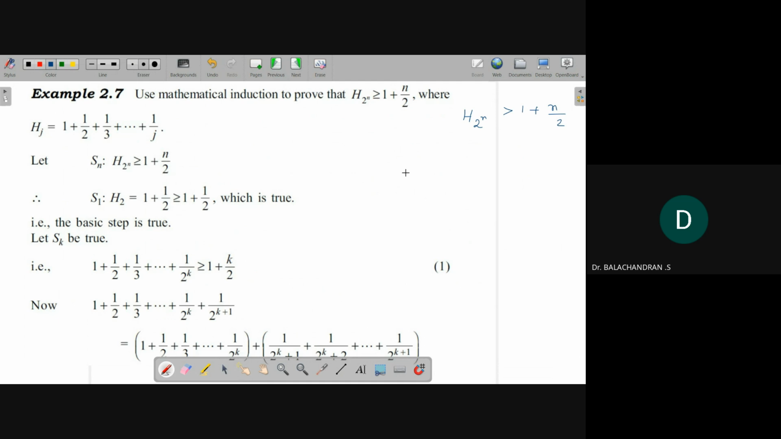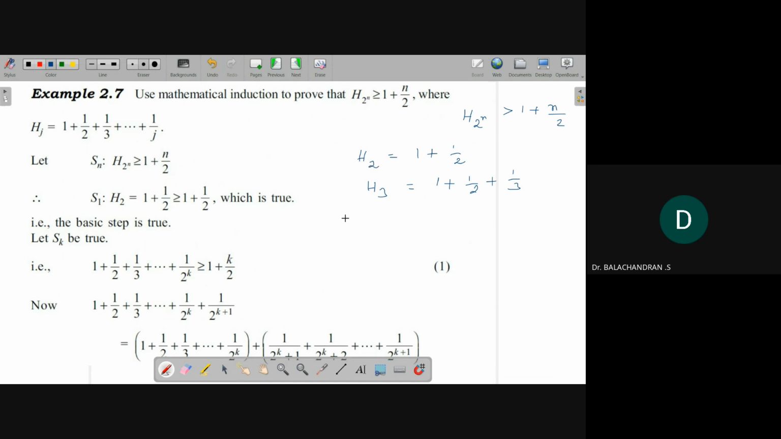So this is Hj. So for example, Hj means it will start from 1 and it will end with 1 by j. Okay. Now H2 means 1 plus 1 by 2. H3 means what? First, you should understand what is H 2 power n. H3 means 1 plus 1 by 2 plus 1 by 3.